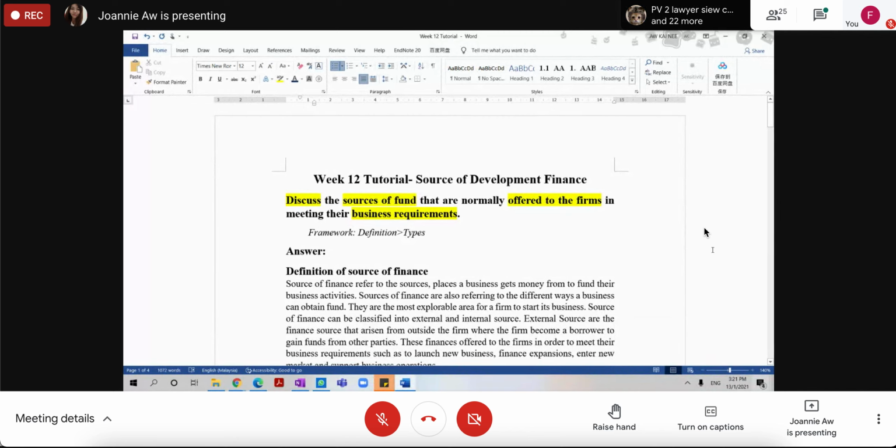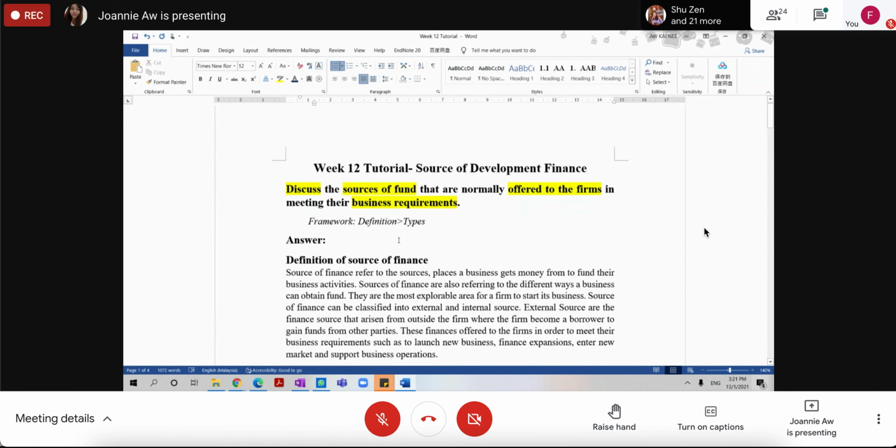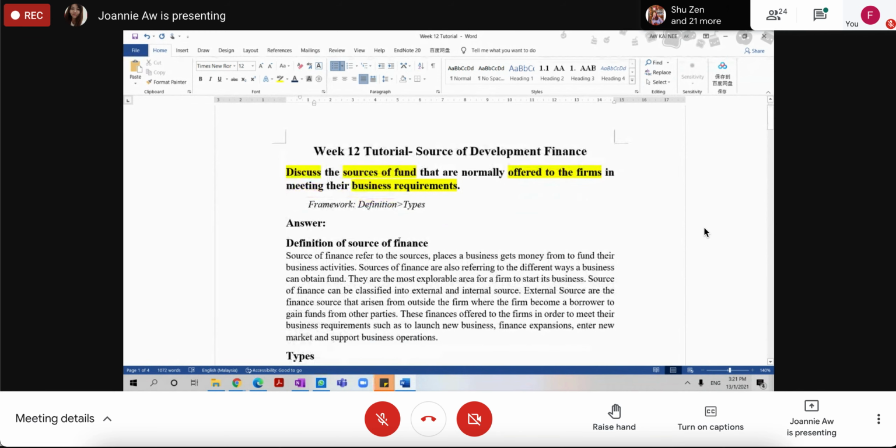Okay. So how do you want to come up with the answer? Just discuss the. My framework is first I discuss the definition of source of finance, then I discuss the types of finance. For my answer, because the question is asking about offers to the firms, I only include the external source. Only external source? Yeah, based on my understanding. Yes, correct. That's why I want you to understand the question.